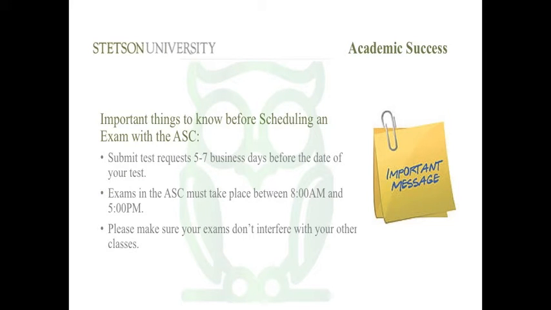There are some important things to know before scheduling your exams with the ASC. Per ASC policy, students are responsible for submitting their test request to the ASC 5 to 7 business days before the date of their test. This process ensures the availability of staff to proctor the exam, receive the testing materials from the faculty, and coordinate any additional exam accommodations. Any requests or professor notification after this deadline may or may not be reasonably accommodated.